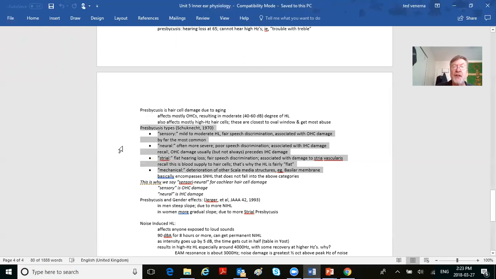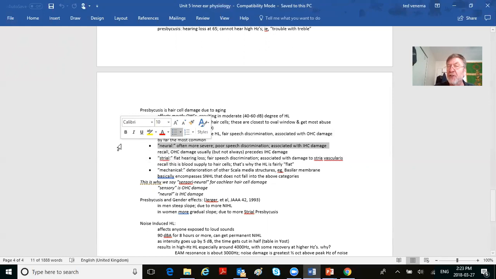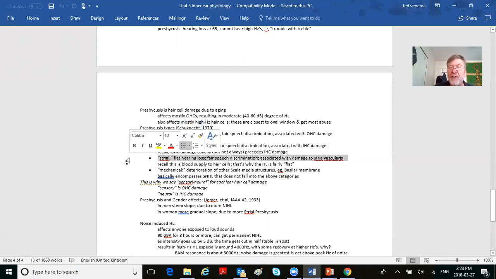Neural presbycusis is often more severe. Now you've got inner as well as outer hair cell damage, and your speech recognition ability is quite poor. Strial presbycusis is usually a fairly flat hearing loss, decent speech recognition. It's associated more with damage to the stria vascularis, and if you will recall, that's the blood supply to the hair cells. And if that's compromised, you're going to lose hair cells across the frequencies to a similar degree, which is why the hearing loss would be basically fairly flat. More common in women than in men.